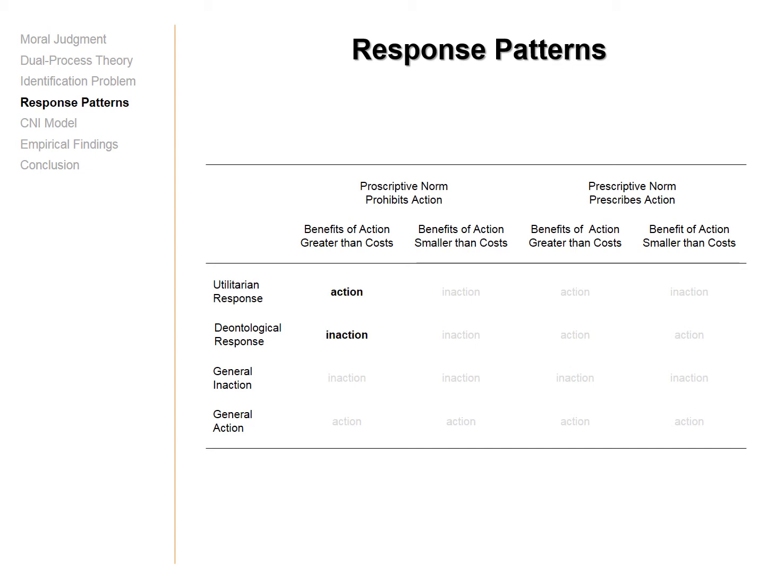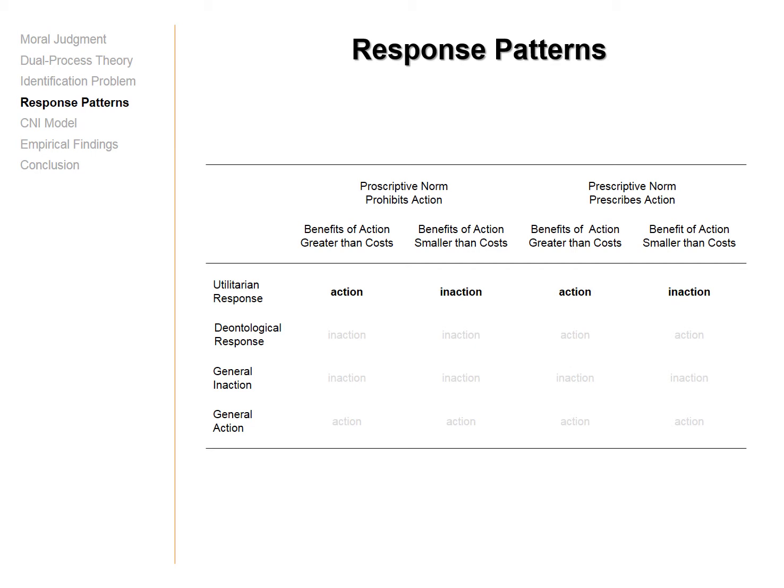The traditional trolley paradigm is limited in the sense that it focuses only on one of those four cases. These are dilemmas in which a proscriptive norm prohibits action and the benefits of action are greater than the costs. The typical interpretation is that action on this type of dilemma represents a utilitarian response and inaction represents a deontological response.